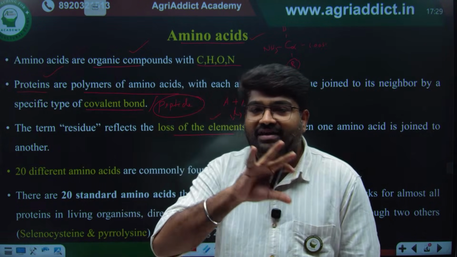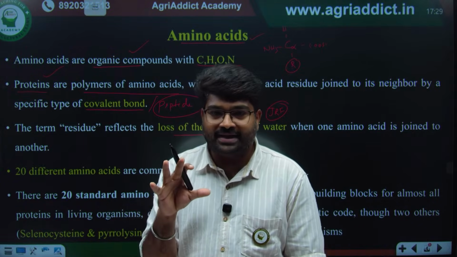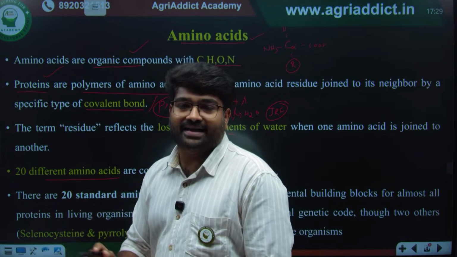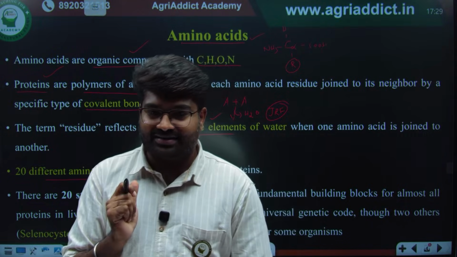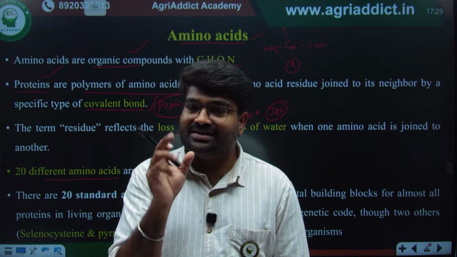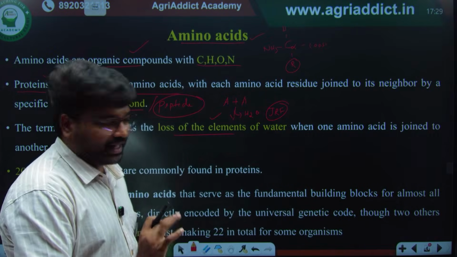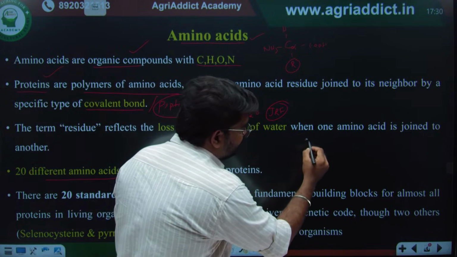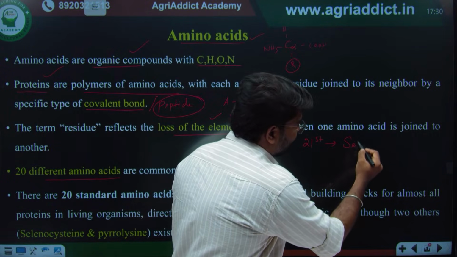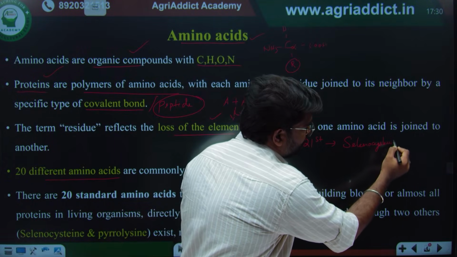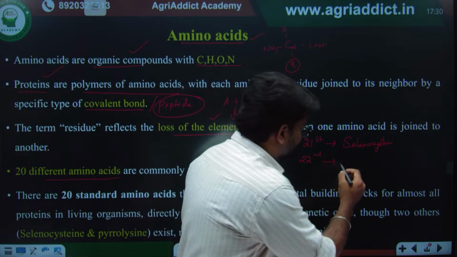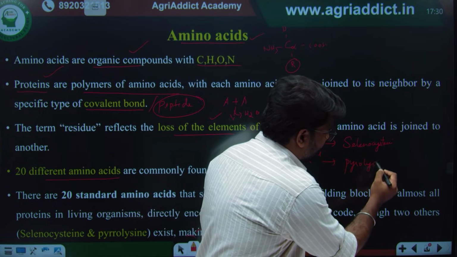There are 20 different standard amino acids. In some organisms, there are additionally 2 amino acids. What are those amino acids and which codons code for them? These are the key important things you have to remember. The 21st standard amino acid is selenocysteine. This is very important. And the 22nd amino acid is what? That is pyrrolysine. These two are very important.